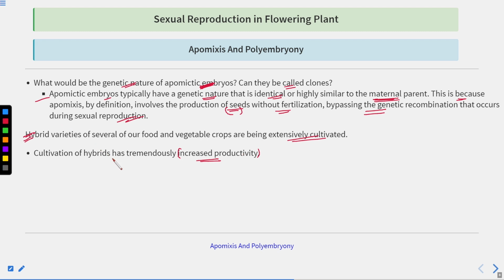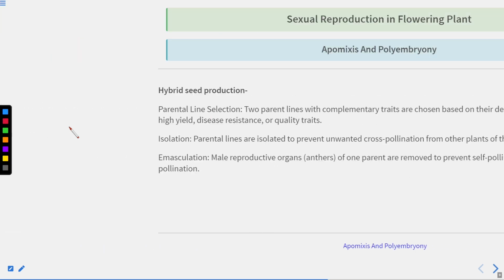So the cultivation of hybrids has tremendous potential to increase the productivity. The yield will be more. Hybrid consists of the hybrid vigor, which means its productivity will be more, yield will be more, and it can tolerate a lot of stress as well.